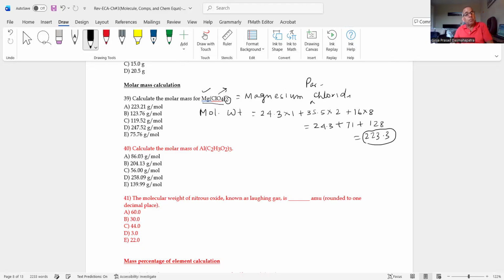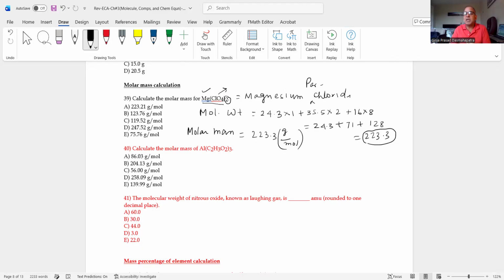Does it have a unit? No. Molecular weight is simply a number. It has no unit. But when you talk about molar mass, it means how much substance is present in 1 mole. That is grams per mole, and it has the unit gram per mole. So molar mass refers to the mass present in 1 mole.